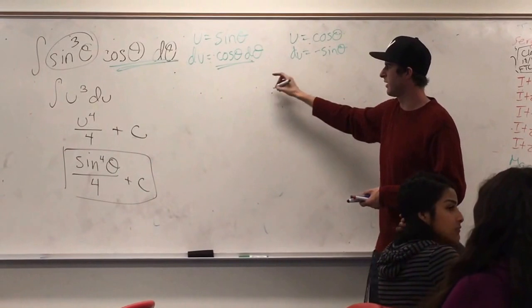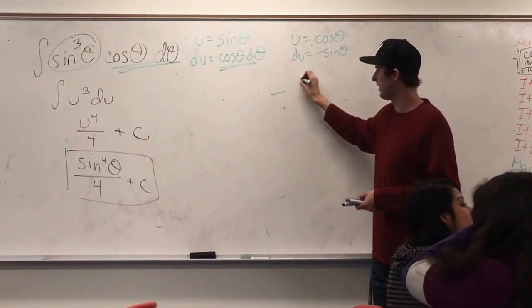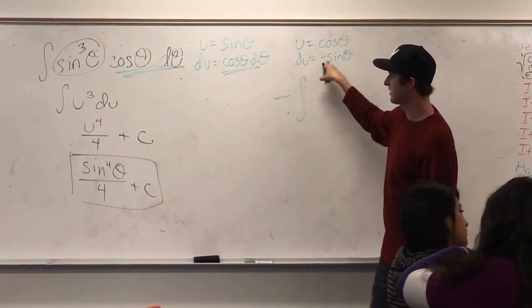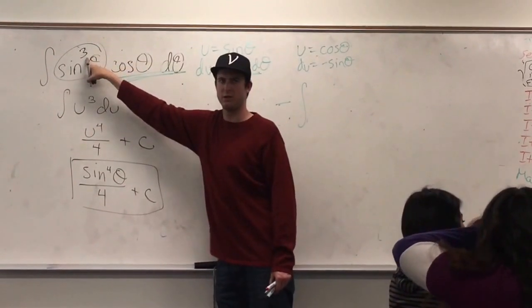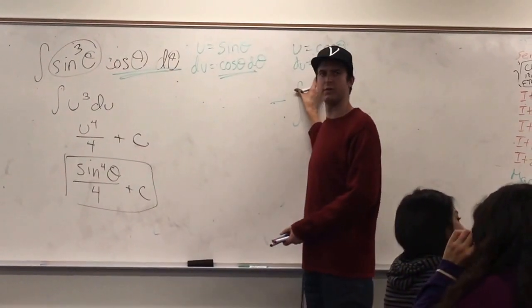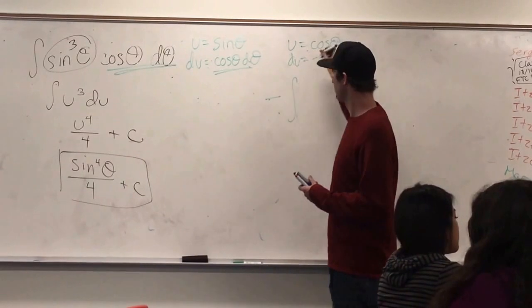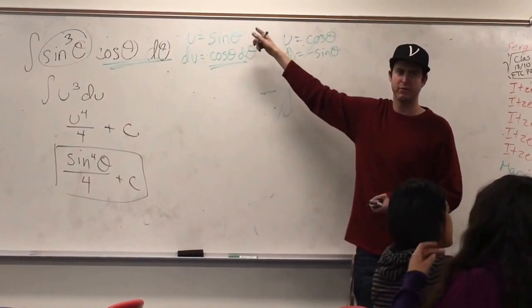In that case, wouldn't I have to add a negative? So I have like negative integral. But then see how it's cubed? Well, I don't have it cubed, I just have it to the first power. So does it work? No. So then you can try sine.